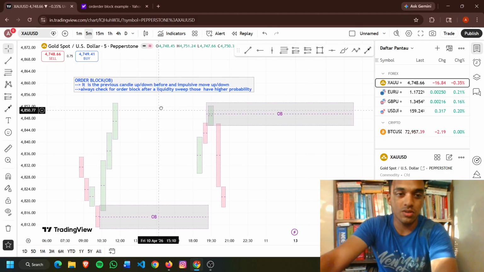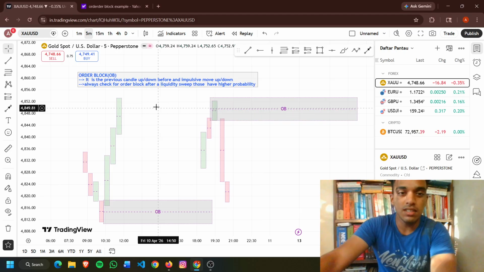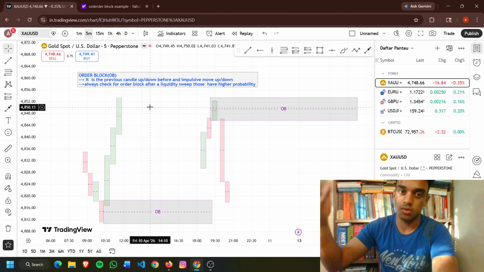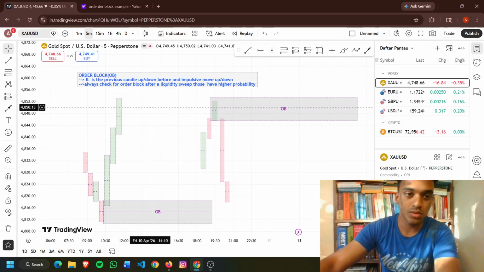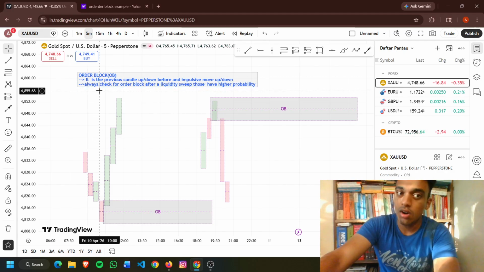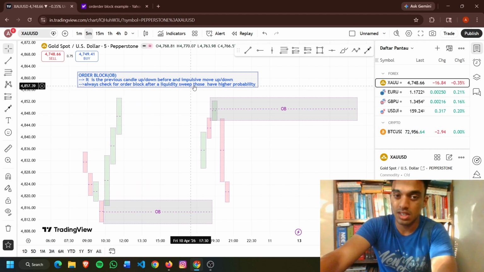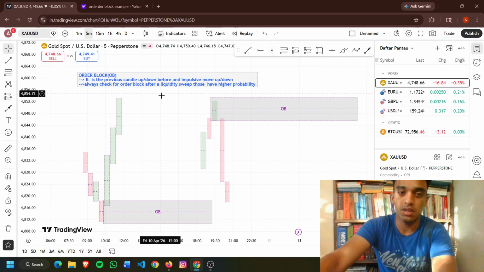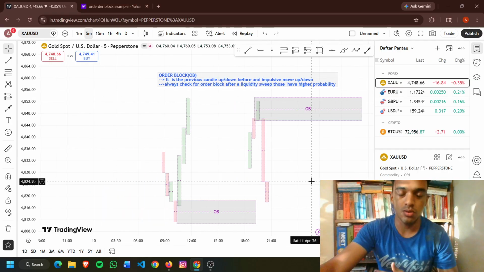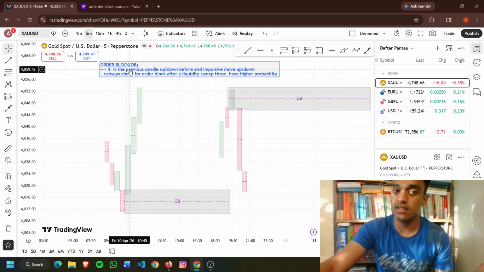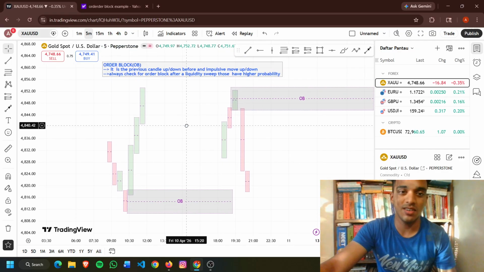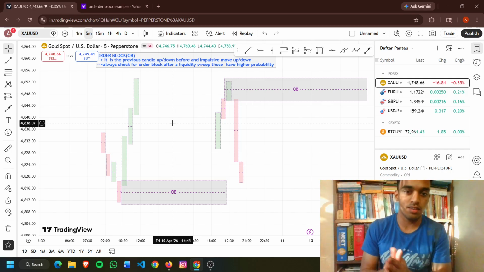So what is an order block? It is the previous candle or previous move up or down before an impulsive move up or down. I am going to explain what it is. There's another rule which I have mentioned, and I want you to write it down: always check for order blocks after a liquidity sweep, or the order block before the liquidity sweep. I know you don't understand what an order block is yet. If you understood what this first point meant, then it is good. You guys are smart. I was not that smart, I guess.